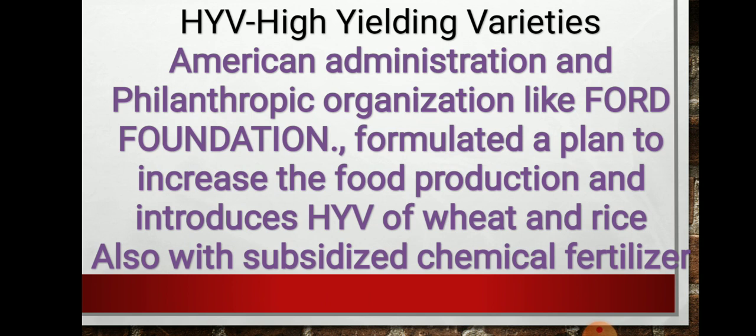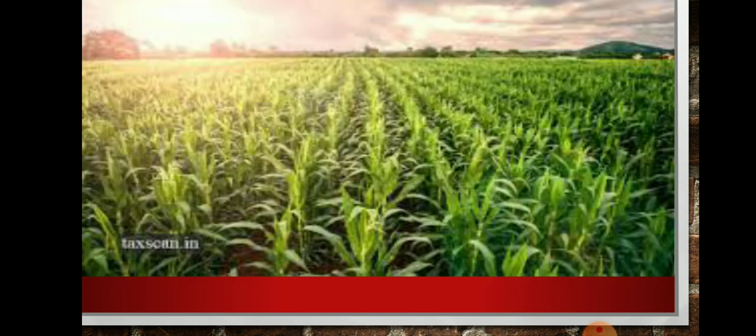So who formulated this plan? The American administration and philanthropic organizations like the Ford Foundation formulated this plan to increase food production and introduce HYV, high yielding varieties of wheat and rice, especially for food. These high yielding varieties have to be subsidized with chemical fertilizers. Then only will the yield be high. You can see the picture of a high yielding variety.